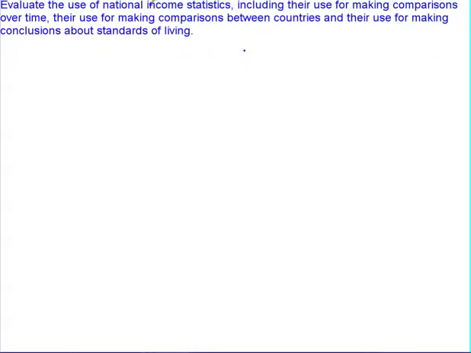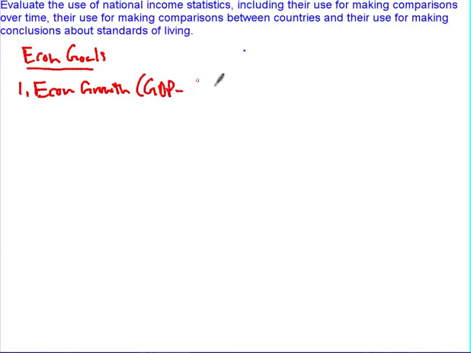Now the last thing that I wanted to do is evaluate the use of national income statistics. What we want to do first is look at the economic goals of a nation, because the statistics are going to be helpful in trying to help us meet those goals. The first goal that nations generally have is economic growth. And we measure that through GDP. And do you think that's real or nominal?